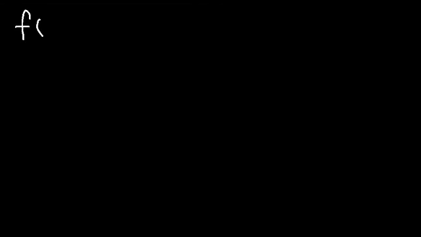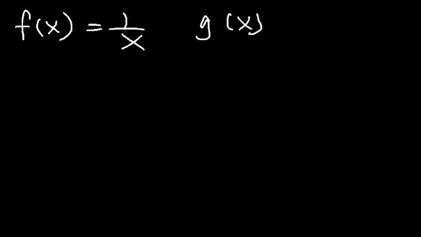Now, what about the reverse? What about g of f of x? Feel free to pause the video, find the composite function g of f of x, and also determine what the domain is and represent the solution using interval notation.